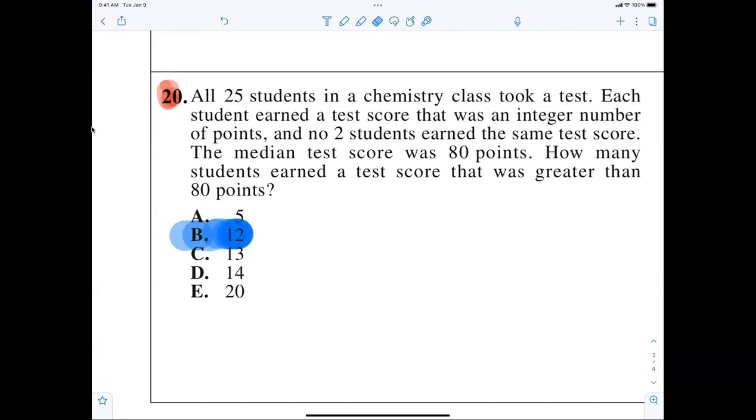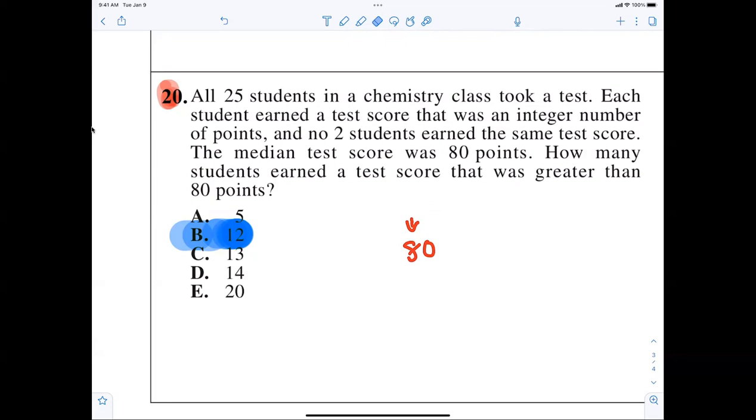All 25 students in chemistry class took a test. Each student earned a test score that was an integer number of points, and no two students earned the same test. The median was 80, right? So 80's in the middle, thank you. How many students earned a test score that was greater than 80? Well, how many students are in the class? 25, right? So this represents what student? The middle. So what's the middle student? What number is the middle student?